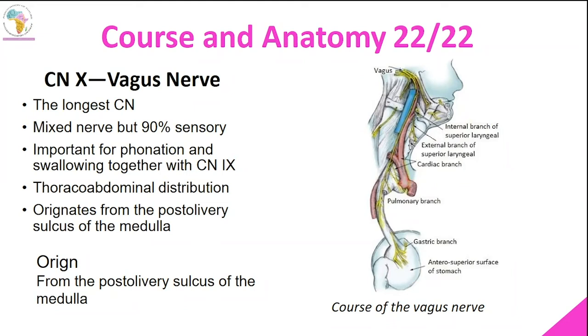The vagus nerve runs down, advancing inferiorly in the neck, anterior to the prevertebral muscles and fascia. And as it is descending, the internal jugular vein lies behind, while the internal common carotid artery, like I said, lies anteriorly.